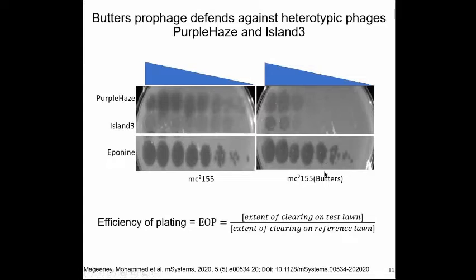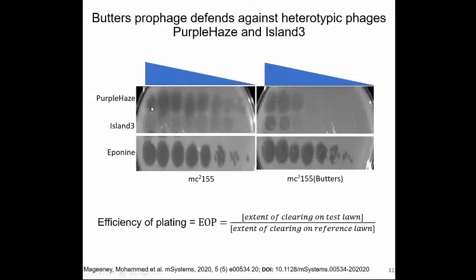Now, over here, I have another lawn where I have the baddest lysogen. Essentially, this is an MSMEG carrying the baddest prophage within it. Notice here that I spotted purple haze, which is a phage, and island 3, another type of phage, here. And I spotted different concentrations of that, reducing from left going to right.